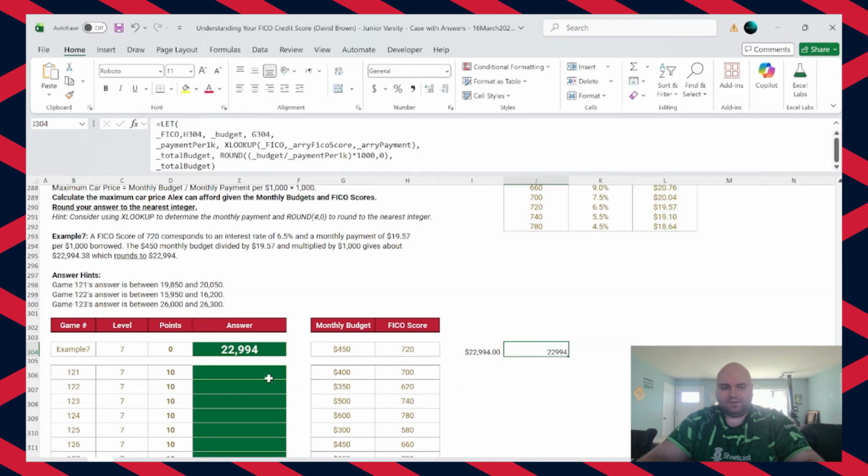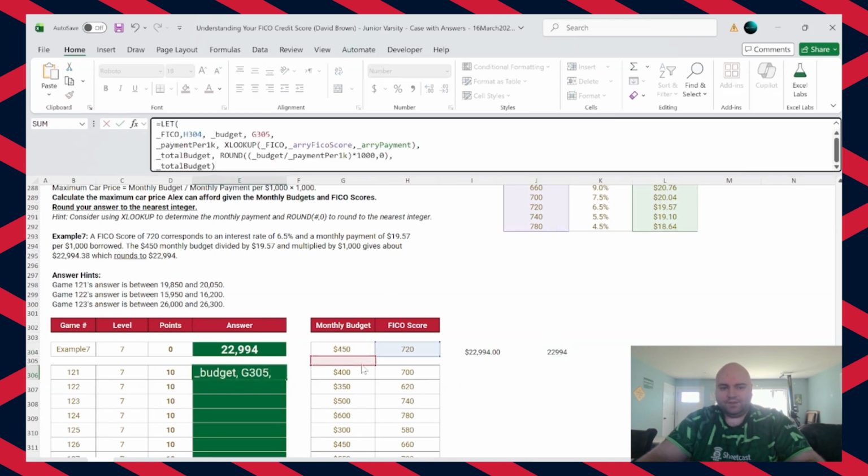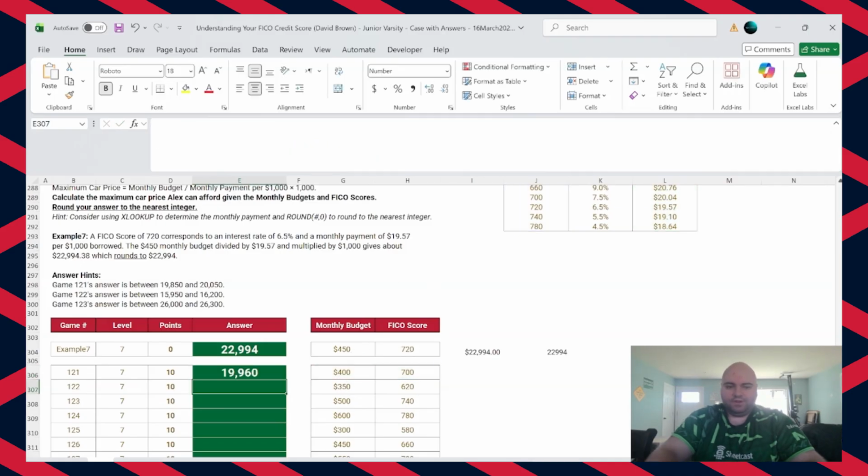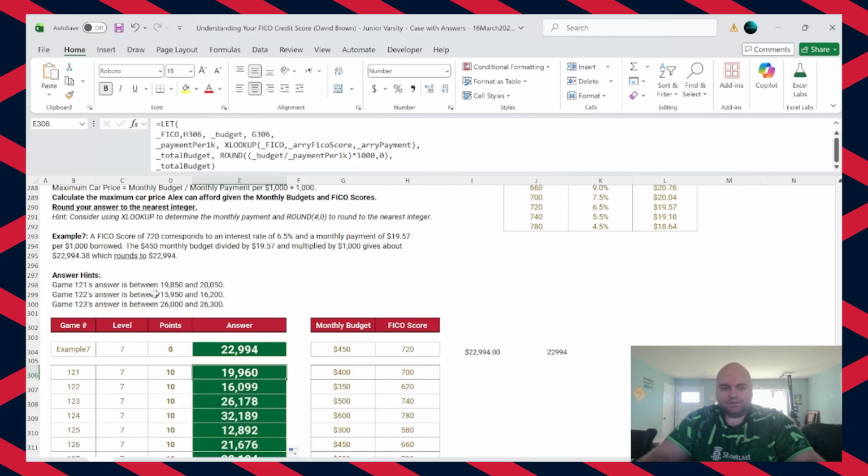So let me copy that here. LET is useful if, let's say, our inputs were repeating multiple times throughout the formula itself, and I had to update this a bunch of times. Here I can just drag down one for each one. And 19,960 is between those.